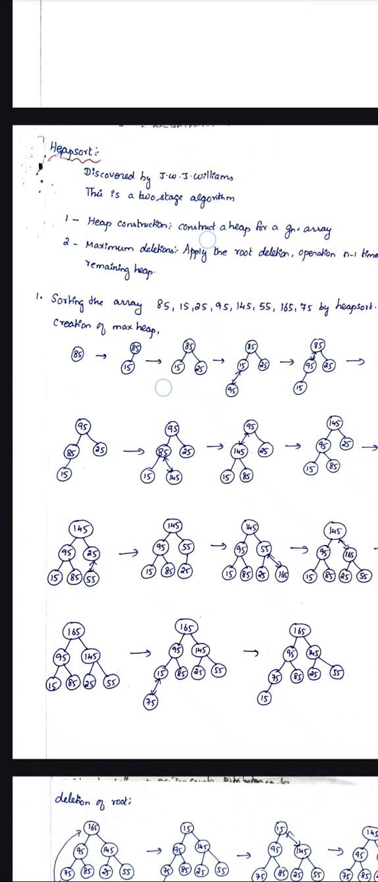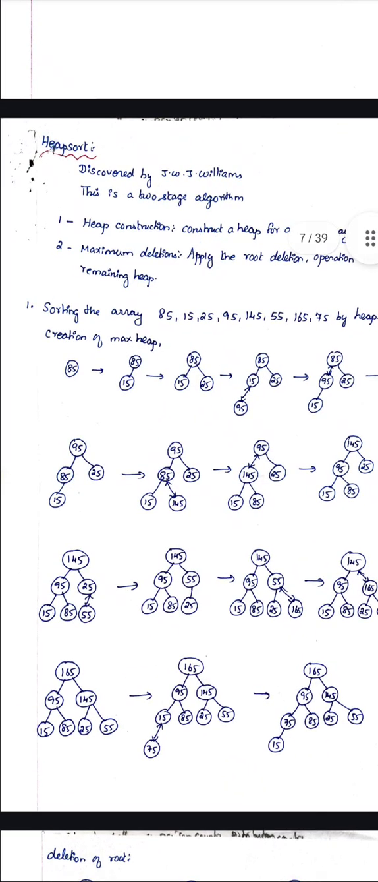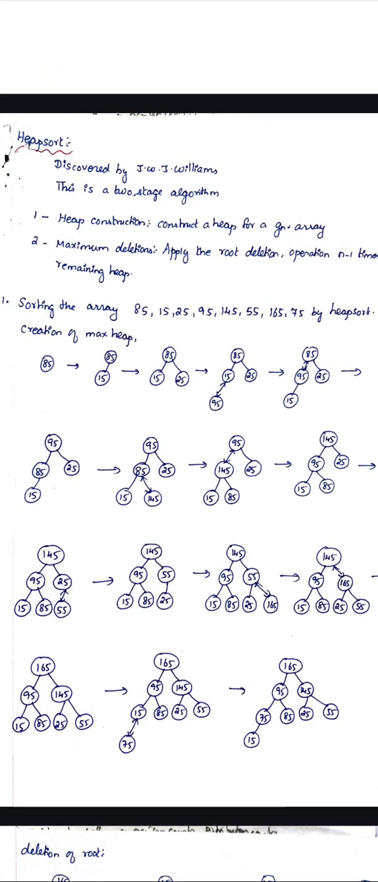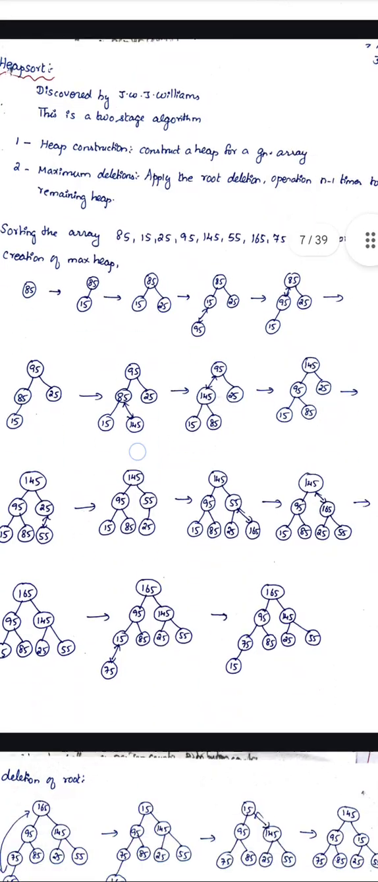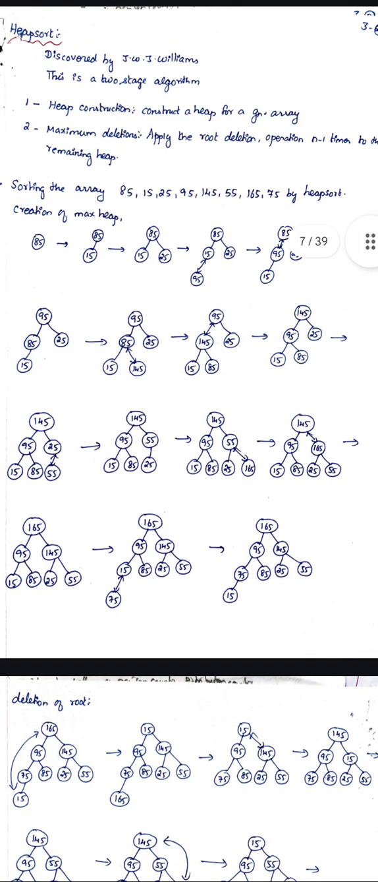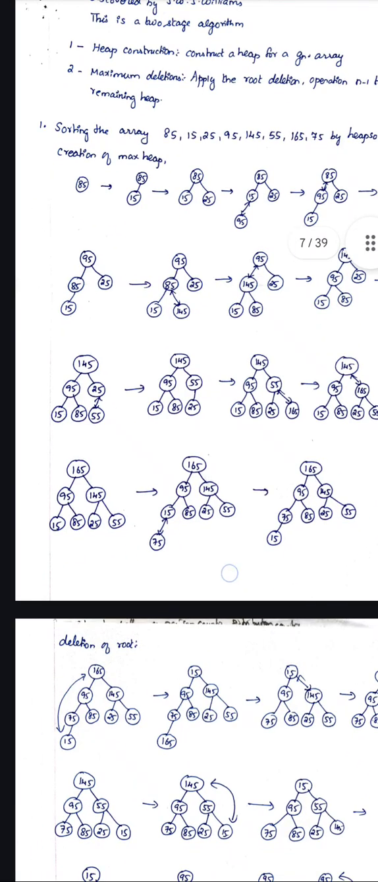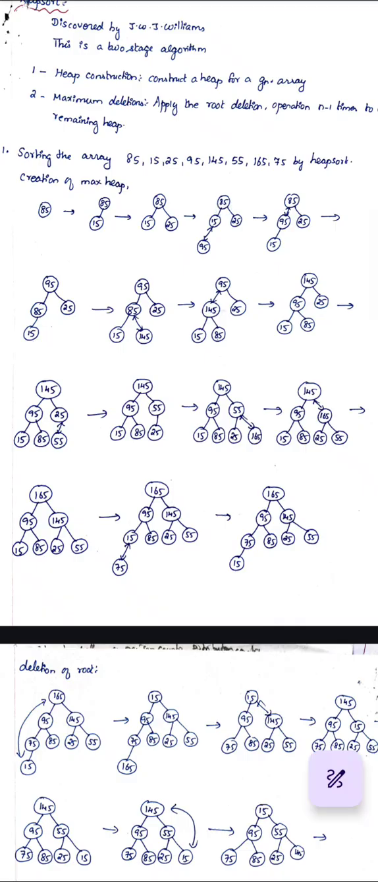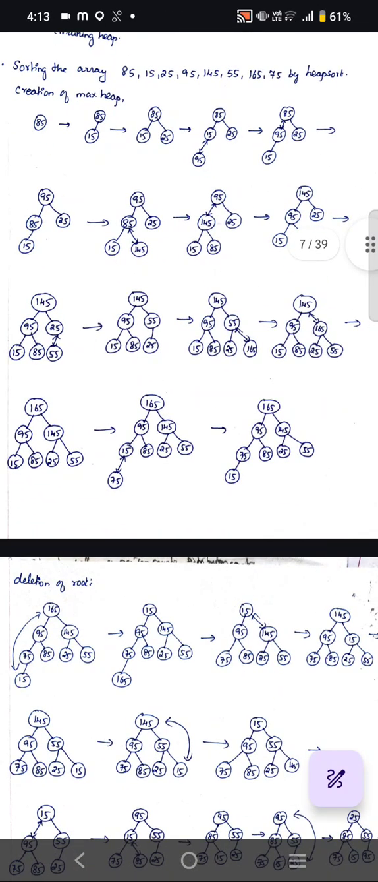Heap sort was discovered by J.W.J. Williams. This is a two-stage algorithm. Stage one, heap construction: construct a heap for the given array. Stage two, maximum deletion: apply the root deletion operation n-1 times to the remaining heap, then n-2 times root deletion. First, heap construction for the given array.